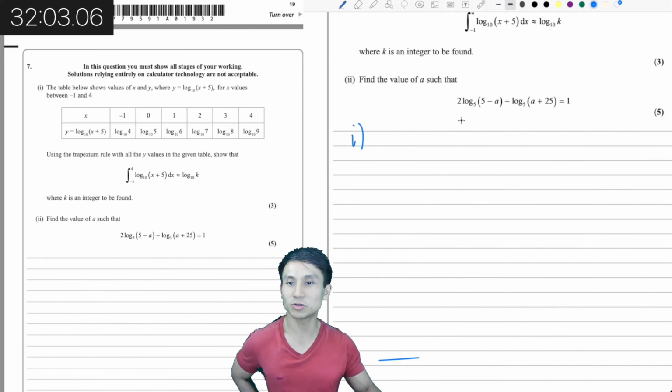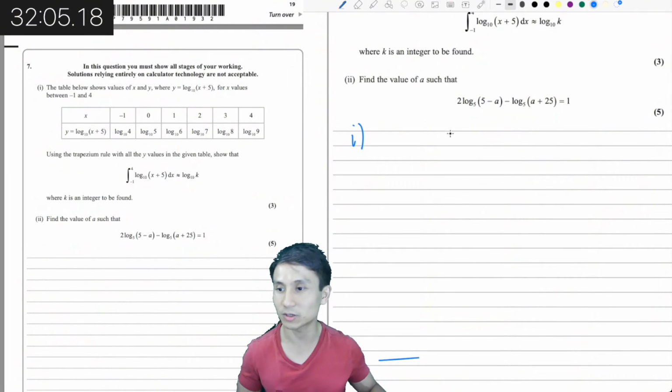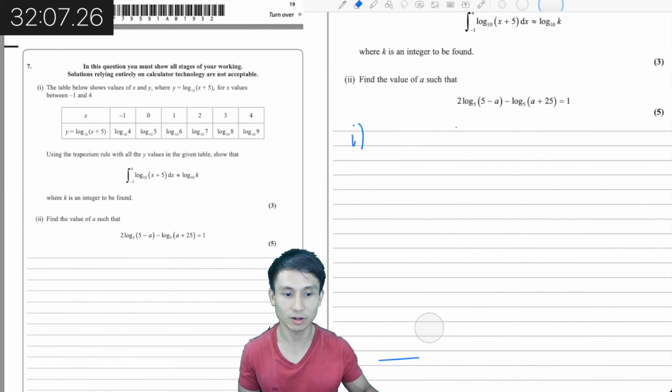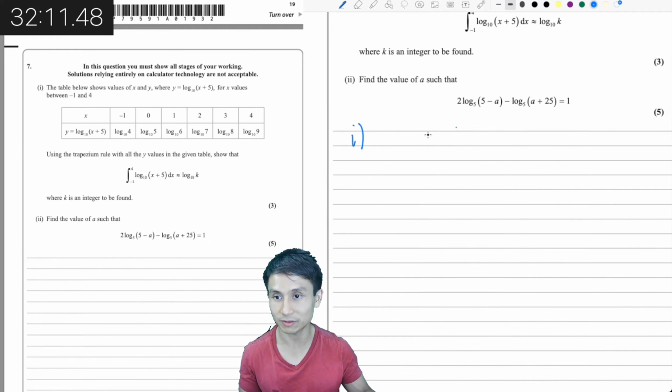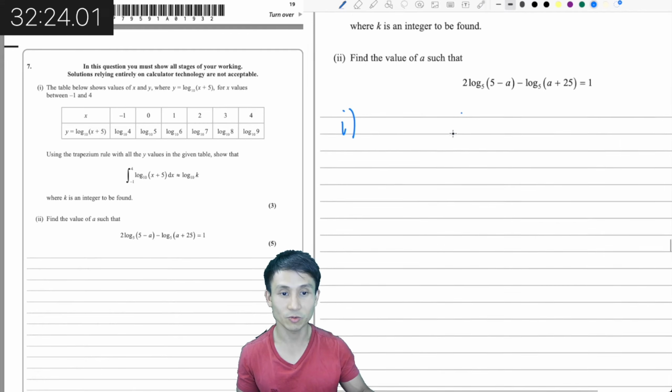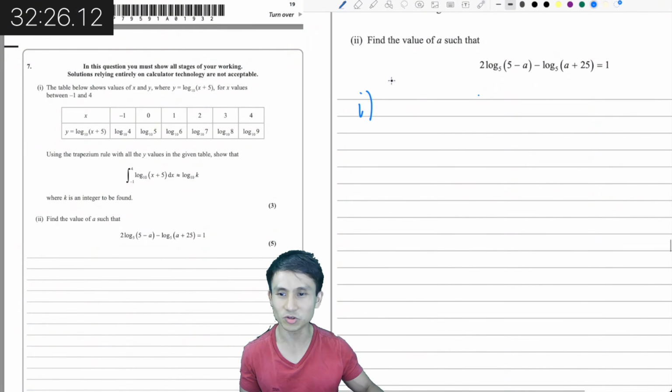The table below shows values of X and Y, where Y equals log 10 of X plus 5 for X value between minus 1 and 4. Using trapezium rule with all the Y values in the given table, we find, okay, where K is an integer. We need to show, so we usually do the trapezium. So trapezium is basically all that.